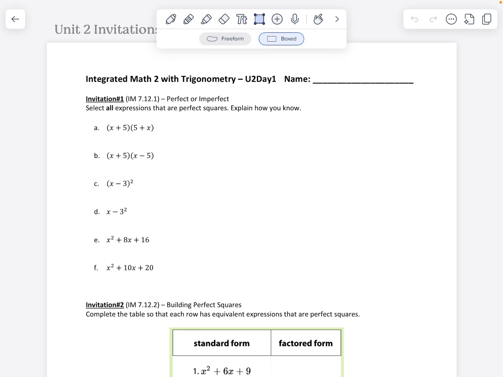In this video, we're going to go through invitation 1. And then the notes. And then after that, your teacher will hand you the cool down towards the end of class.